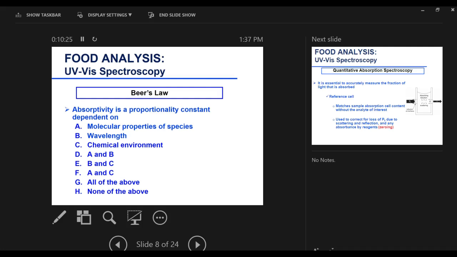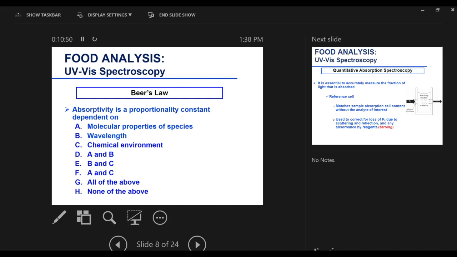So absorptivity is a proportionality constant dependent on molecular properties of the species, wavelength, and chemical environment. Common sense here. a is common sense. b is common sense. c is common sense.